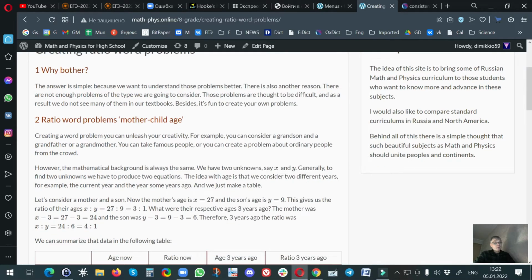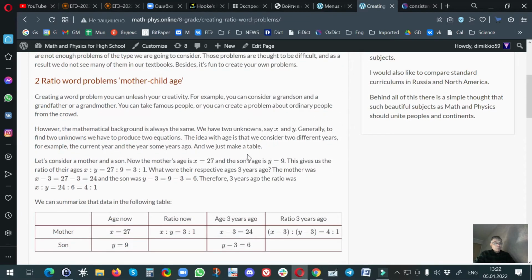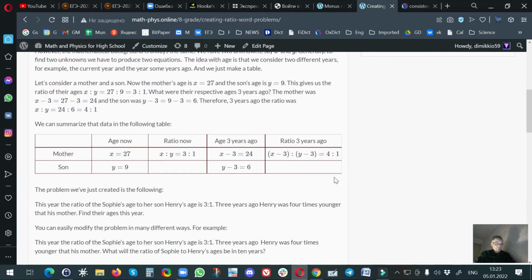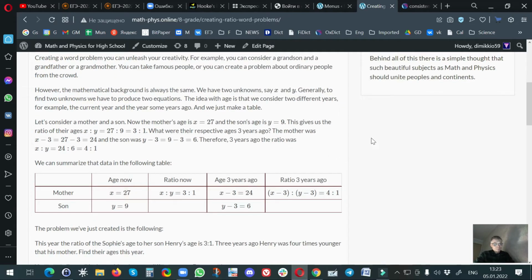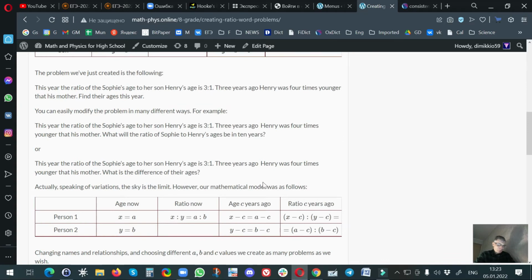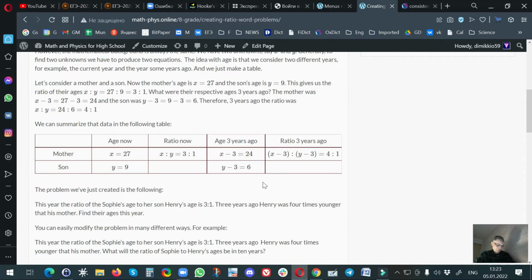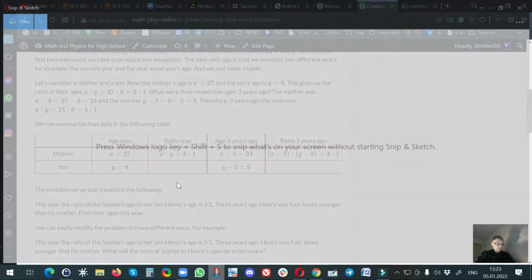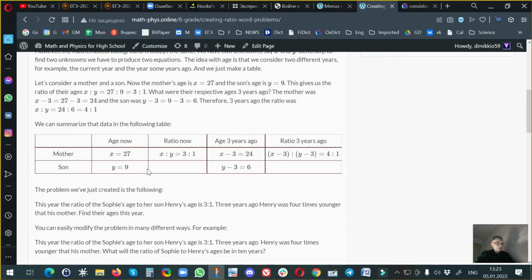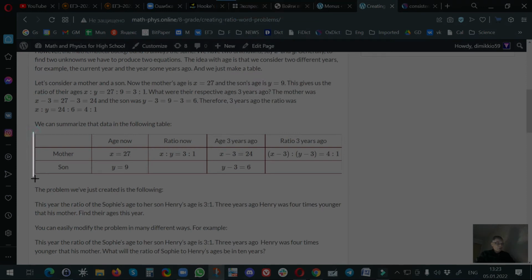And in the first video we are creating ratio word problems of the type which I called mother-child age. Actually, the problem goes very easily, and by the way, why didn't it? Okay, I'll work on it. Let us consider this table.